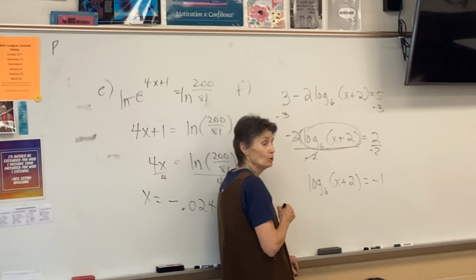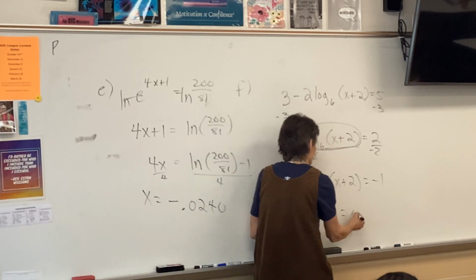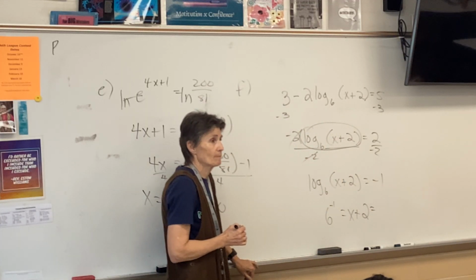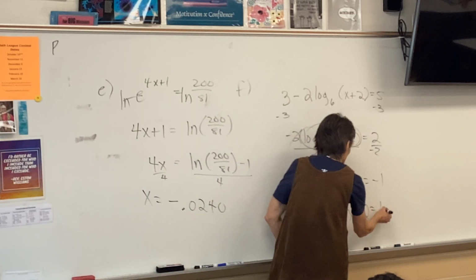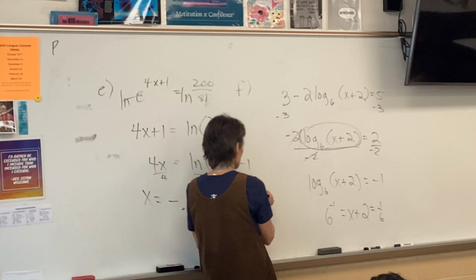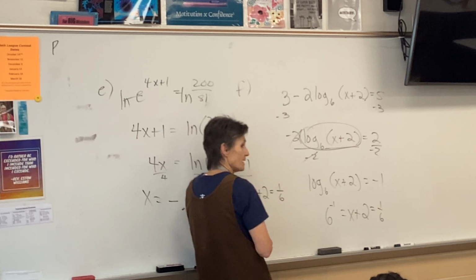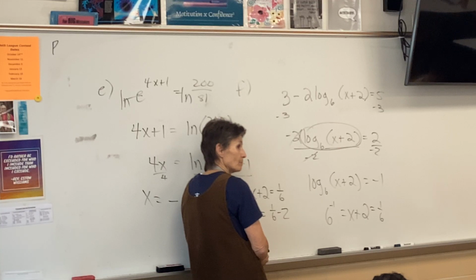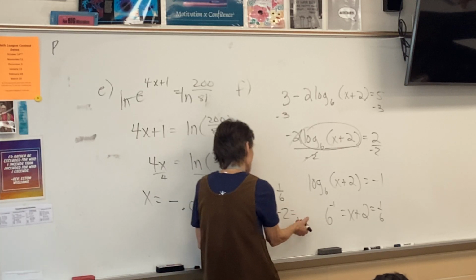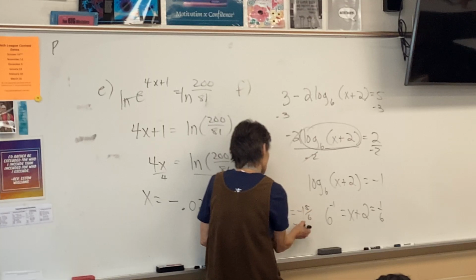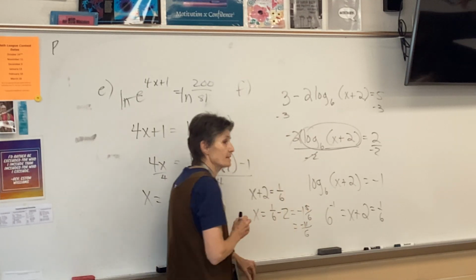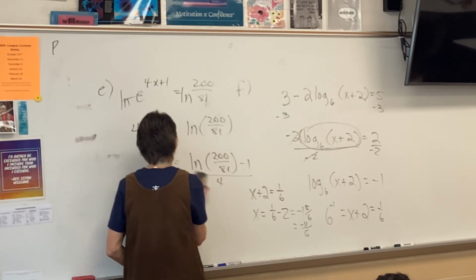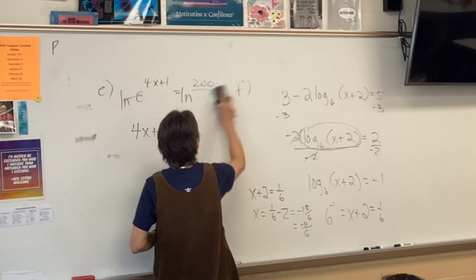Now I'll loop. What is 6 to the negative first? 1/6. So x plus 2 equals 1/6. So x equals 1/6 minus 2, which is either negative 1 5/6 or negative 11/6. Remember, you need a common denominator when you subtract.